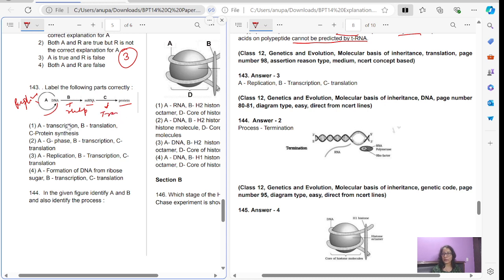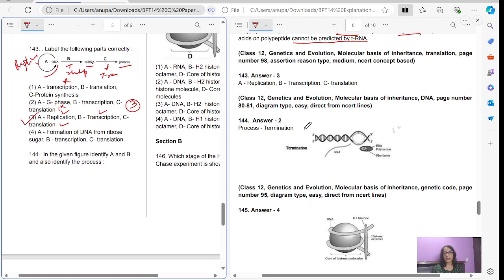Let's check out the options now. Option 1, A is transcription, so this option is wrong. This matching is wrong, so this could not be our answer. In option number 2, A is G phase. This is totally wrong. Option number 3, A is replication. Yes, this is true. B is transcription, this is also right, and C is translation. This is also right. So the answer for this question will be option number 3. The process A is replication, B is transcription, and C is translation.